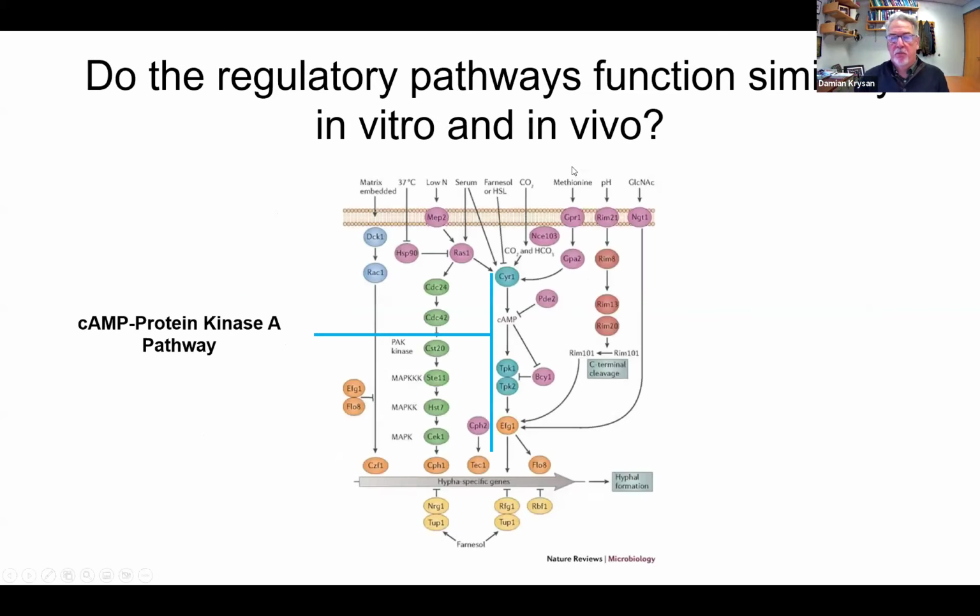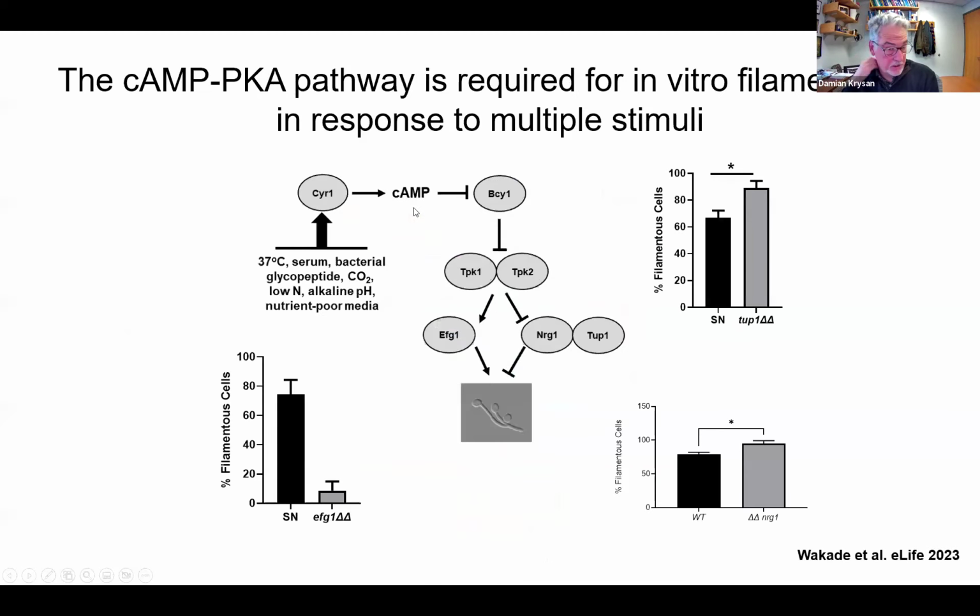The next thing we looked at was a question about, do the regulatory pathways themselves function similarly in vitro and in vivo? With this, it's about a 10-year-old figure from Pete Sudbery's review. We had just looked at the bottom end of this, and now we're going to think about what's going on at the top. And the pathway we picked to interrogate was the cyclic AMP protein kinase A pathway, which is a central regulator absolutely required for in vitro filamentation. And so this is where things got interesting.